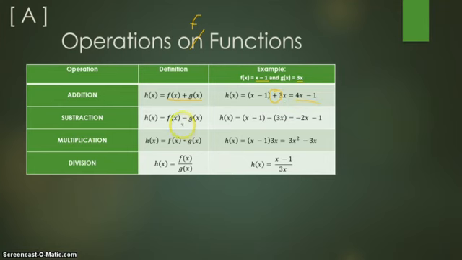The second one, very similar. We're going to subtract them in this case, distribute this negative here. So that's negative 3x plus x, or negative 2x minus 1, as it says. In multiplication, this one's a little trickier.